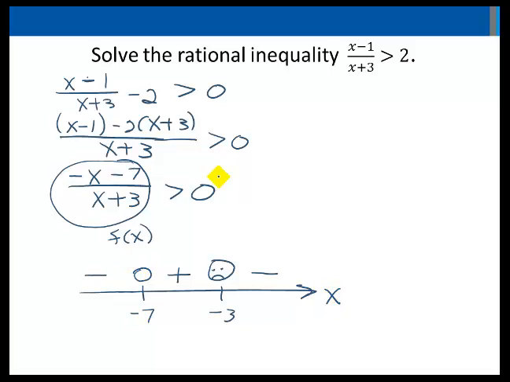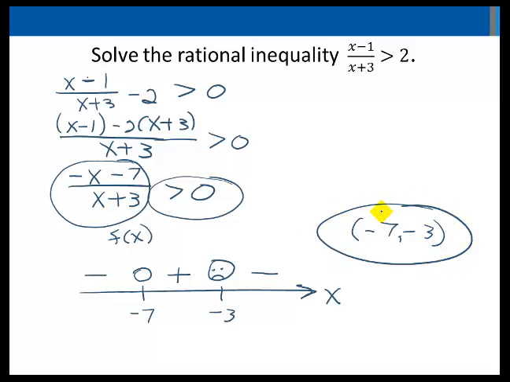We're looking for f(x) being greater than 0 here, and that only happens between -7 and -3. So we have the open interval from -7 to -3 that would be our solution here.